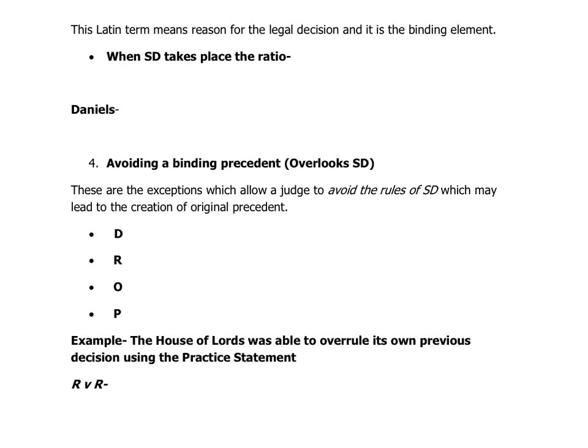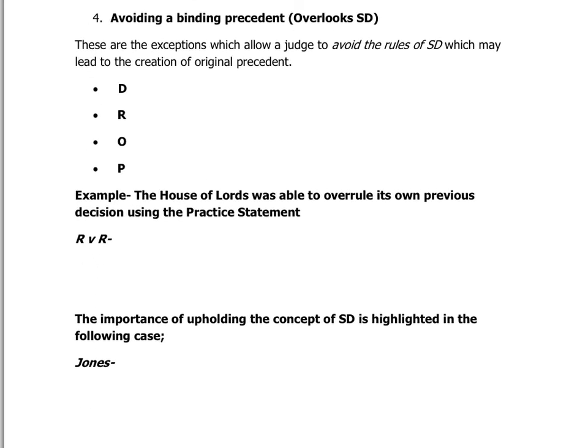If it is a stare decisis question, you just need 4 paragraphs. So avoiding would just need to be a paragraph long, right? So where judges avoid a binding precedent, that means they don't follow the ratio, therefore stare decisis is overlooked. Yeah, and we know our 4 types, so distinguishing, reversing, overruling, and per incuriam. If it was a question on stare decisis, I'd literally do a sentence on each one.